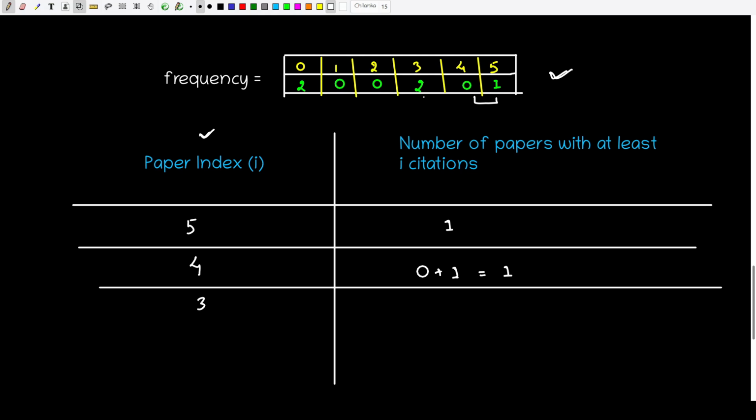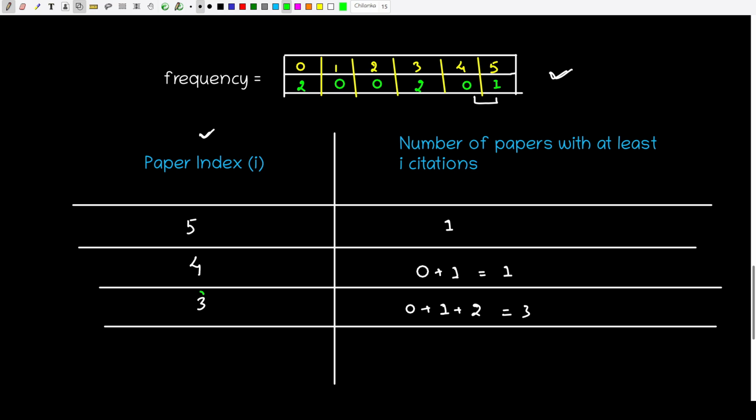Now with 3, the number of papers with at least 3 citations is given by the sum of these 3 values. So this will be equal to 0 plus 1 plus 2, which is equal to 3. And folks, as we can see, this satisfies the definition of h index, because of which we are going to return 3 from here. And that's the whole idea behind solving this problem. So that's the discussion of the solution, folks.